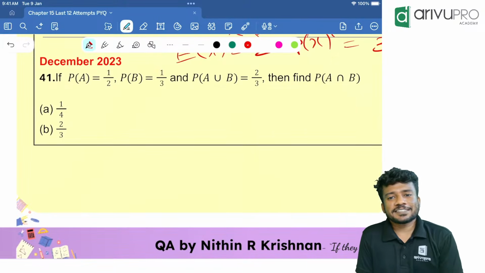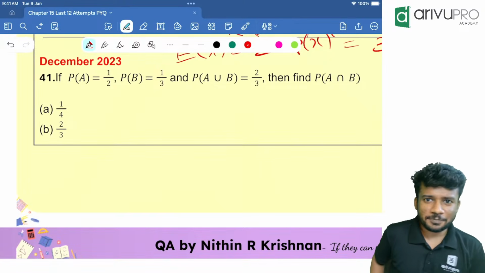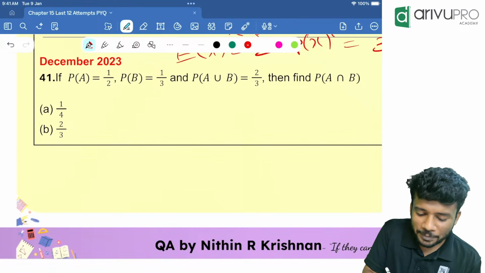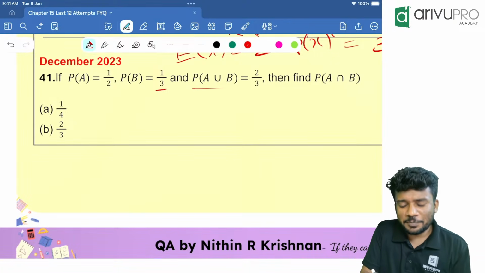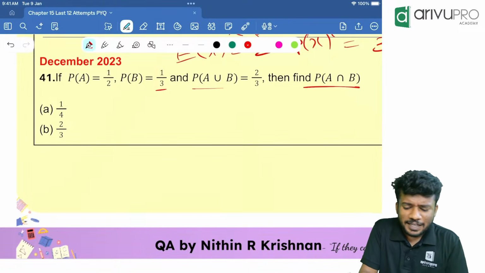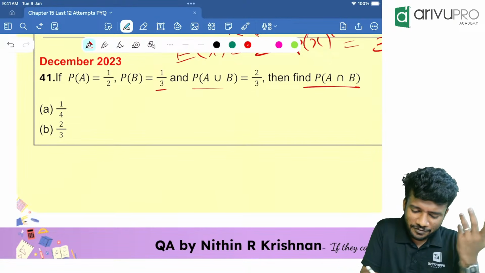P of A is how much? Before the syllabus change, I guess this was that term. P of A is 1 by 2, P of B is 1 by 3, and P of A union B is equal to 2 by 3. Then find the value of P of A intersection B. Direct question, very easy to get.